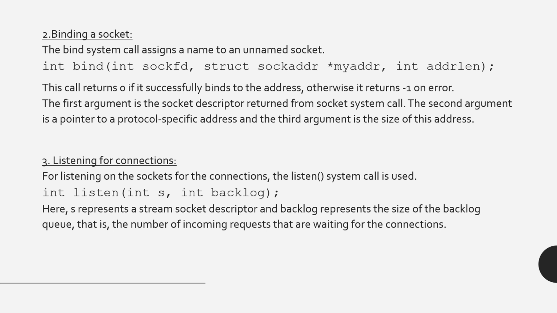Secondly, binding a socket. The bind system call assigns a name to an unnamed socket. This call returns 0 if successful in binding to the address, otherwise it returns -1 on error. The first argument is the socket descriptor returned from the socket system call. The second argument is a pointer to the protocol specific address, and the third argument is the size of the address. Third, listening for connections. For listening on sockets for connections, the listen system call is used. Here, S represents a stream socket descriptor and backlog represents the size of the backlog queue, that is, the number of incoming requests that are waiting for connections.